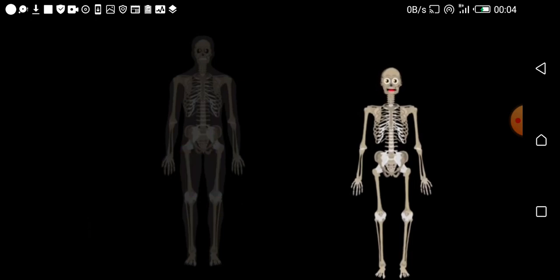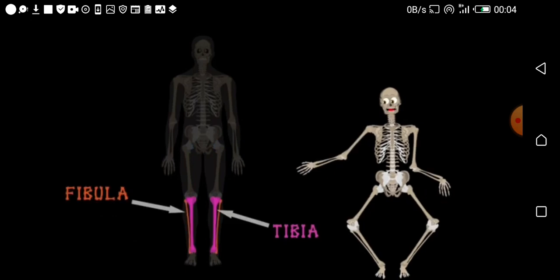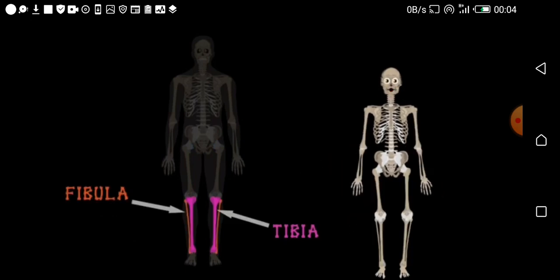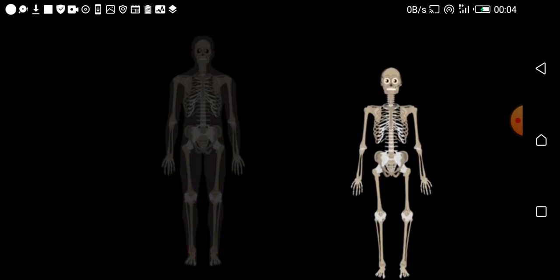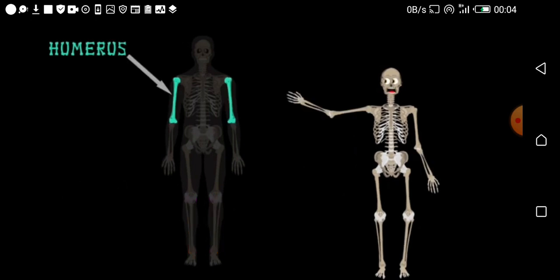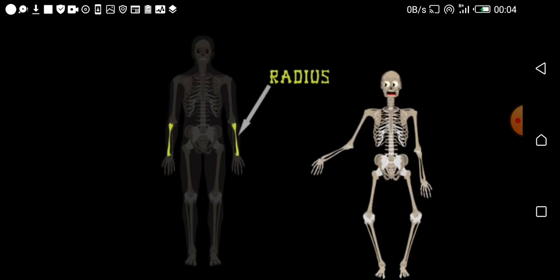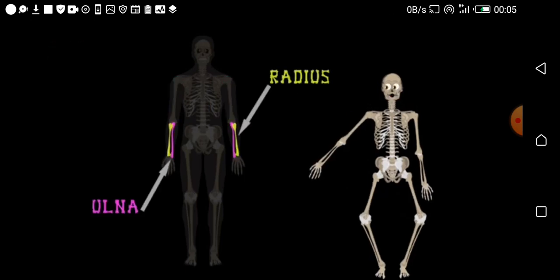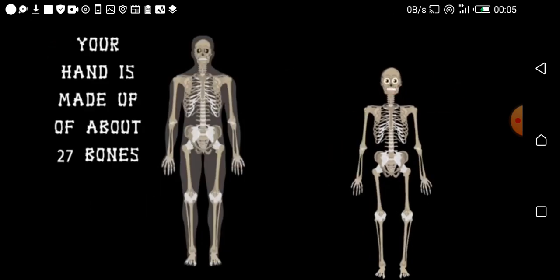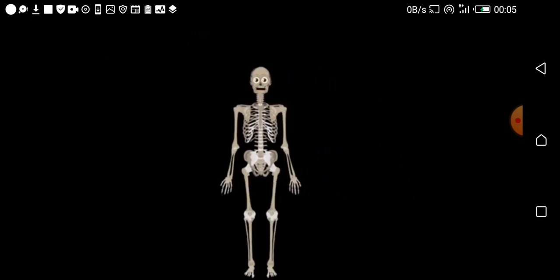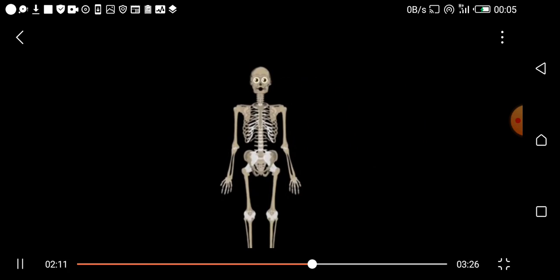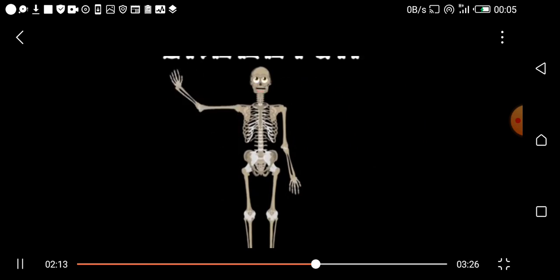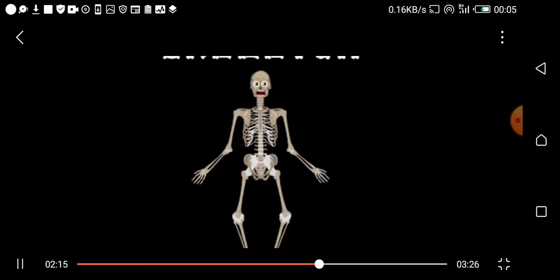Right below it, the tibia and fibula work together to hold your feet on your body. Let's not forget the humerus bone in the upper arm. It's attached to the radius and ulna, and all of that forms your forearm. Your hand is made up of about 27 bones. We'll focus on those in another one of my catchy tunes.